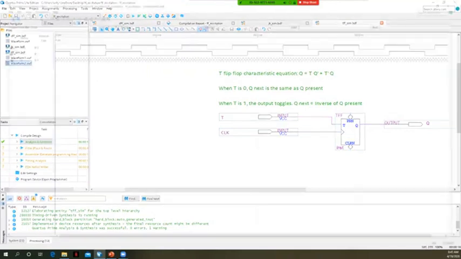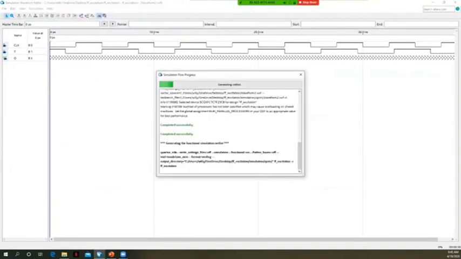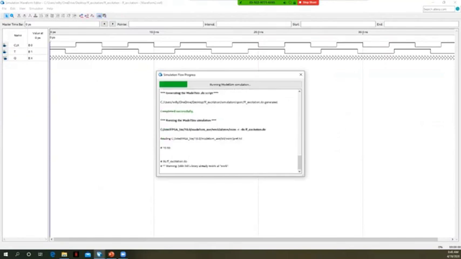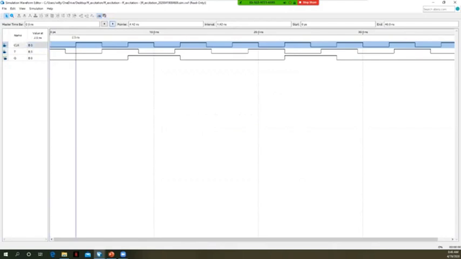Now let's take a look at that simulation. So here's our clock. It is a rising clock edge triggered flip-flop. Now Q is a 0, T is a 0. That means hold state. That means Q doesn't change. So we can see that Q did not change at this time. Next rising clock edge, T is a 1. That means we toggle. Toggle is a complement. So Q is a 0, Q now becomes a 1.